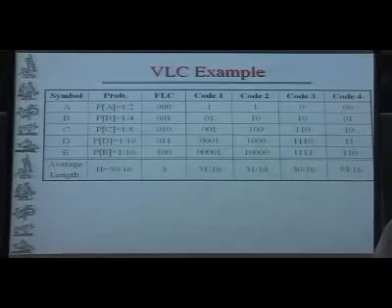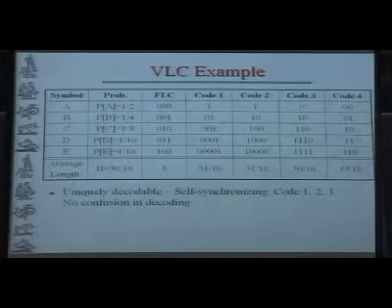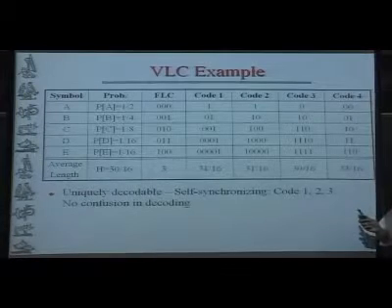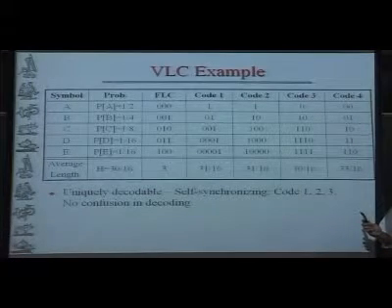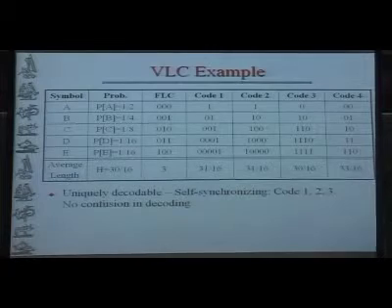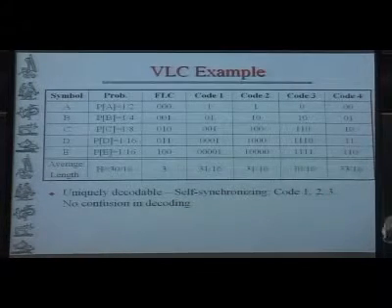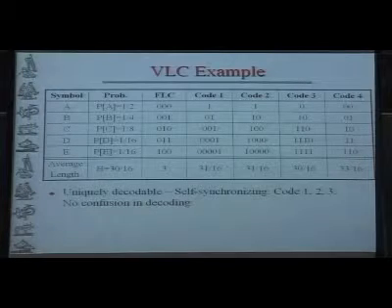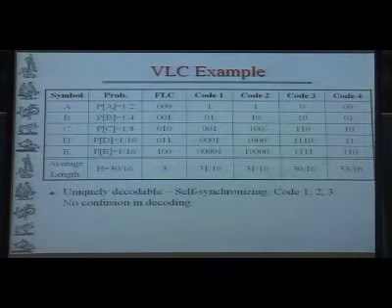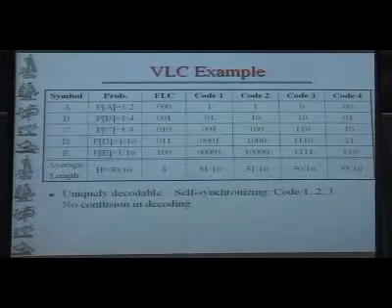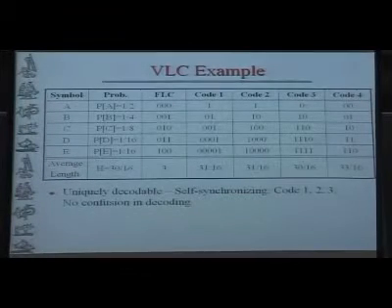Now, next, let's investigate uniquely decodable. Uniquely decodable means there's no confusion in the decoding process. Okay? And you can easily verify that codes 1, 2, 3 don't have any confusion in the decoding process.